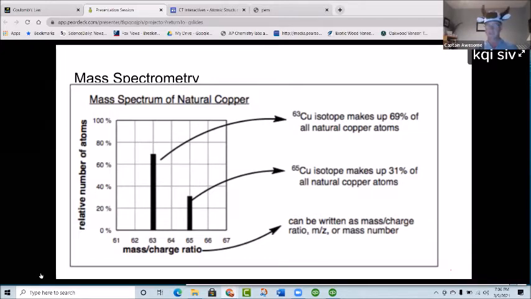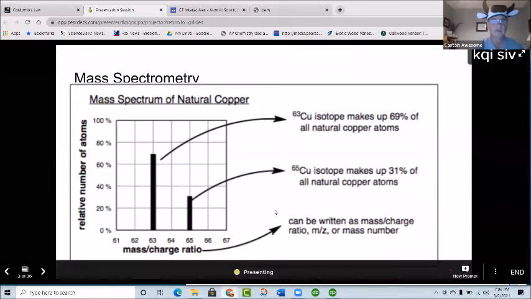So mass times percent plus mass times percent. You do it for every single isotope and you add up all the numbers. And that's how we get that average atomic mass that we actually see on the periodic table.